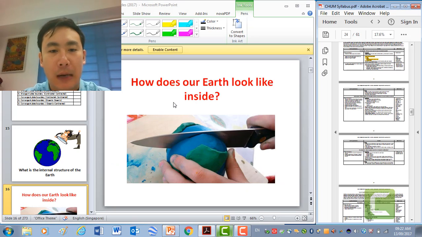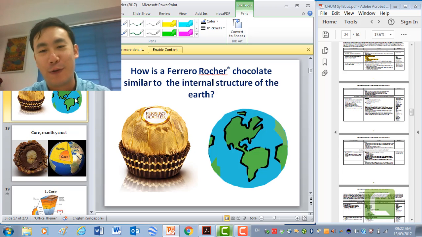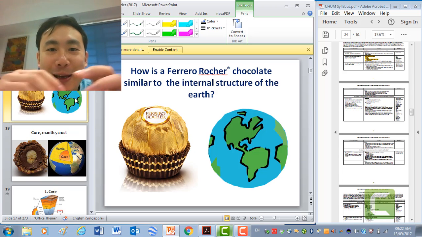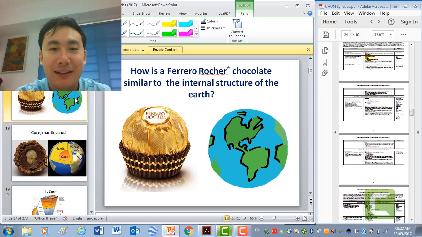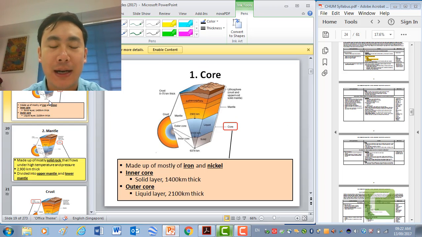Let's go back to the PowerPoint slides. Right, you would have learned in class that it's similar to a Ferrero Rocher. It has different layers. The core is like the fudge in the middle, and then there is the crust that's like the layer of peanuts and biscuit at the top, and things like that. Right. This is a very familiar diagram to you by now.